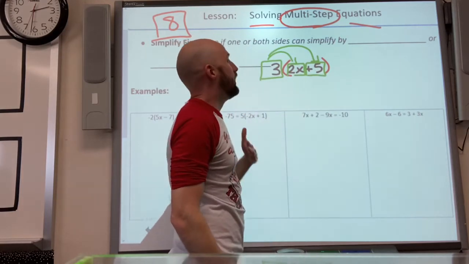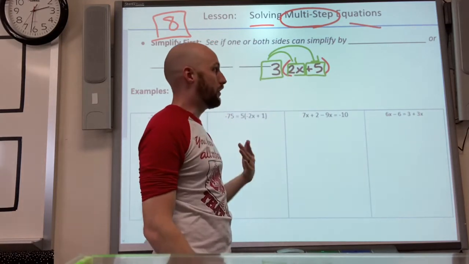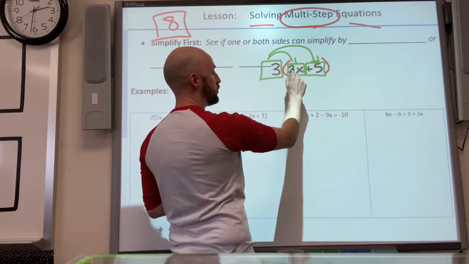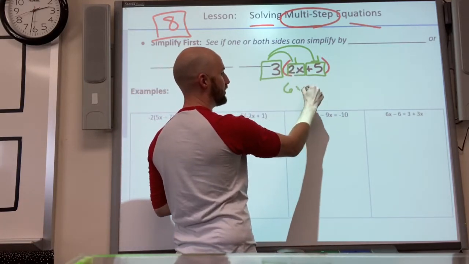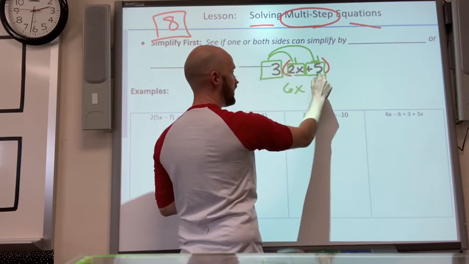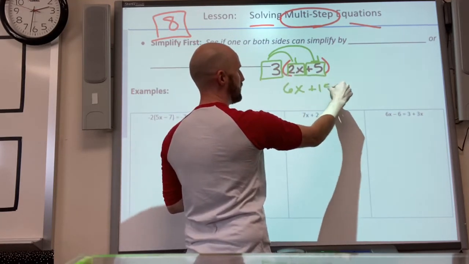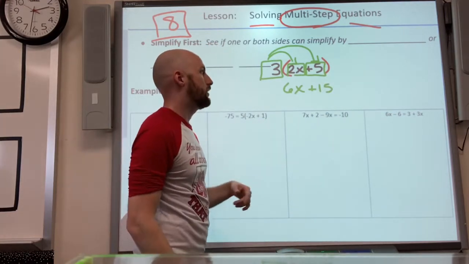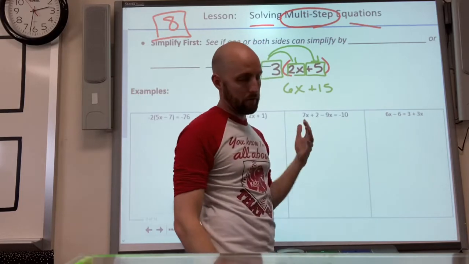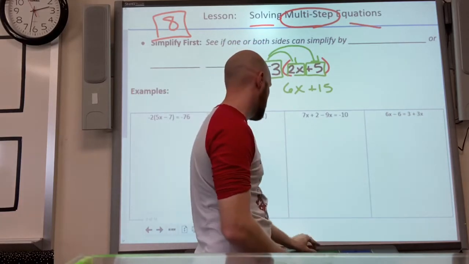Y es muy importante ver los signos. Okay, it's very important to look at the signs. So 3 multiply 2x is 6x. 3 multiply positive 5 is positive 15. Okay? Y de allí puedo seguir el problema. Okay? And from there I can try to finish the problem.